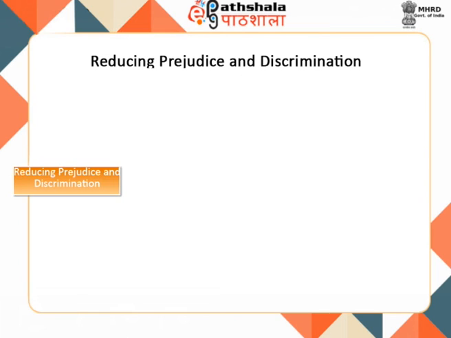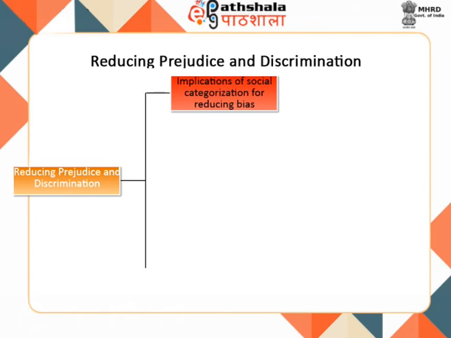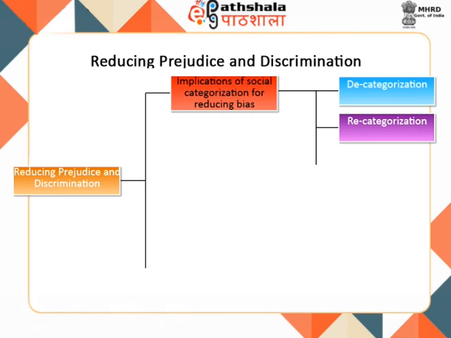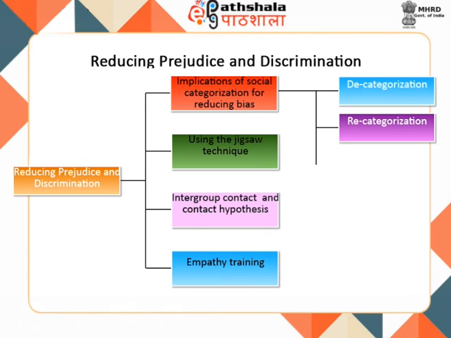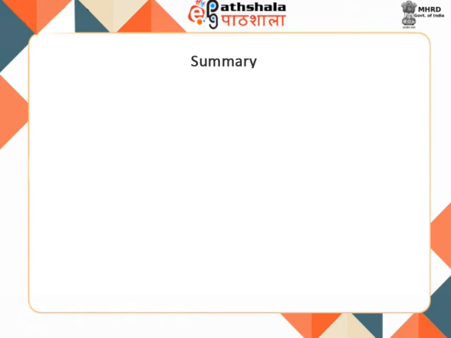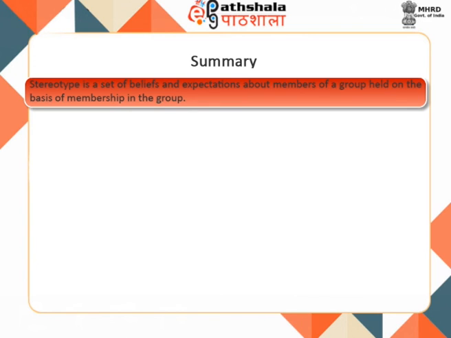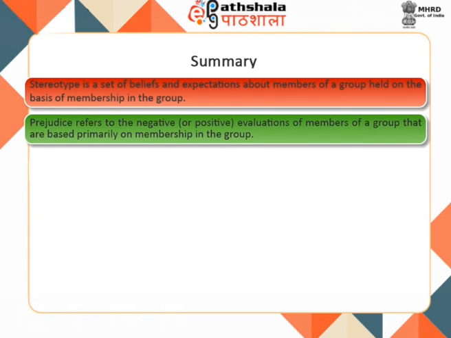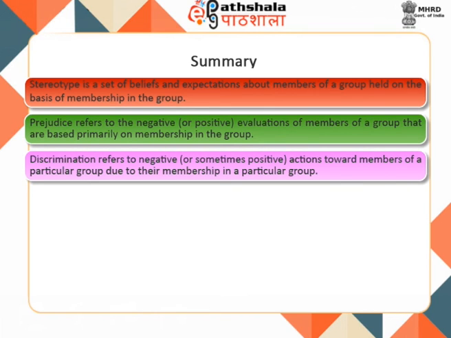The diagram depicts the various ways of reducing prejudice and discrimination, like decategorization, recategorization, jigsaw technique, intergroup contact, empathy training, etc. In this module, we have learned that stereotype is a set of beliefs and expectations about members of a group held on the basis of membership in the group. Prejudice refers to the negative or positive evaluations of members of a group that are based primarily on membership in that group.